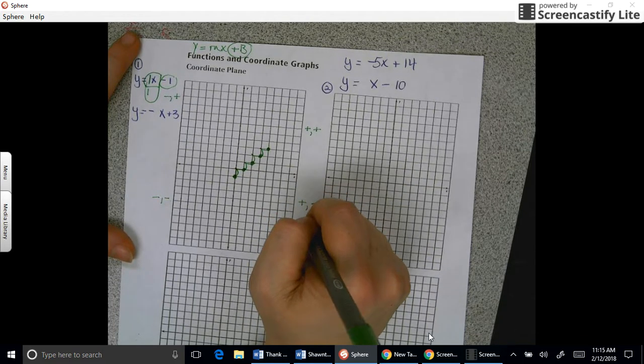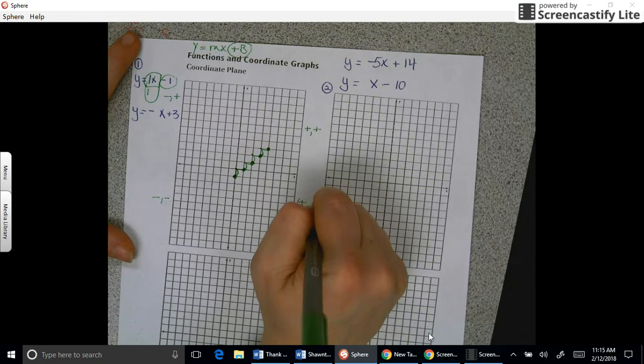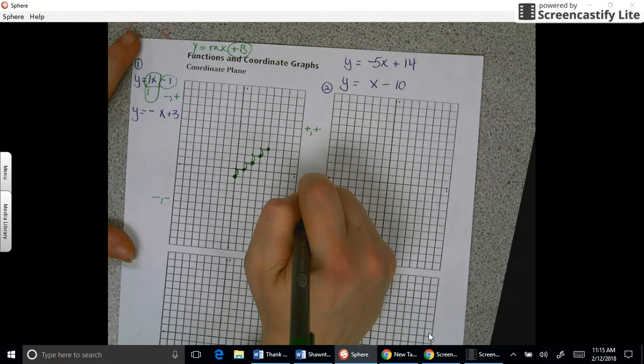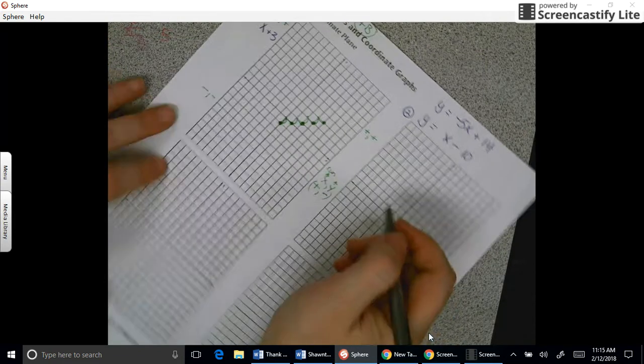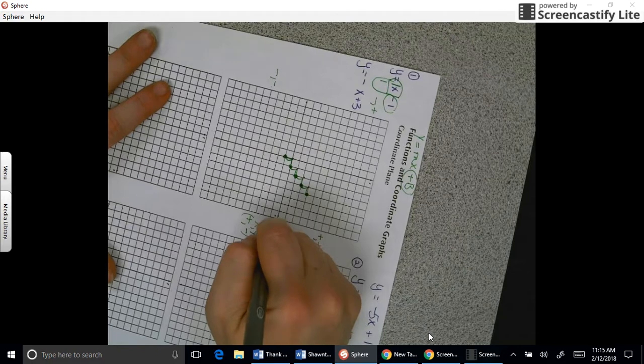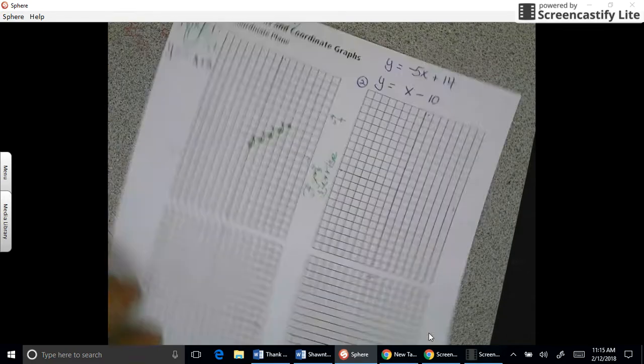And so these are called ordered pairs. And our ordered pairs would be x and y. And the x is my run. And the y, I'll write it sideways. The y is my rise, right?